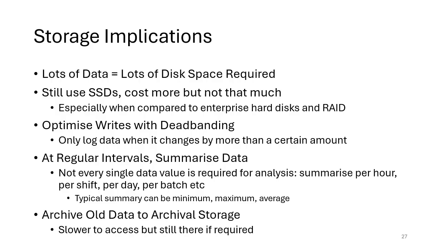So you might set your deadband at 2%. So now instead of logging those 5 values, you'd just log one value of 60, and only when it changes to 58 or 62 would you actually log a new value. So it's a good way of optimizing writes, reducing the amount of disk space used, and reducing the amount of storage you have to perform.